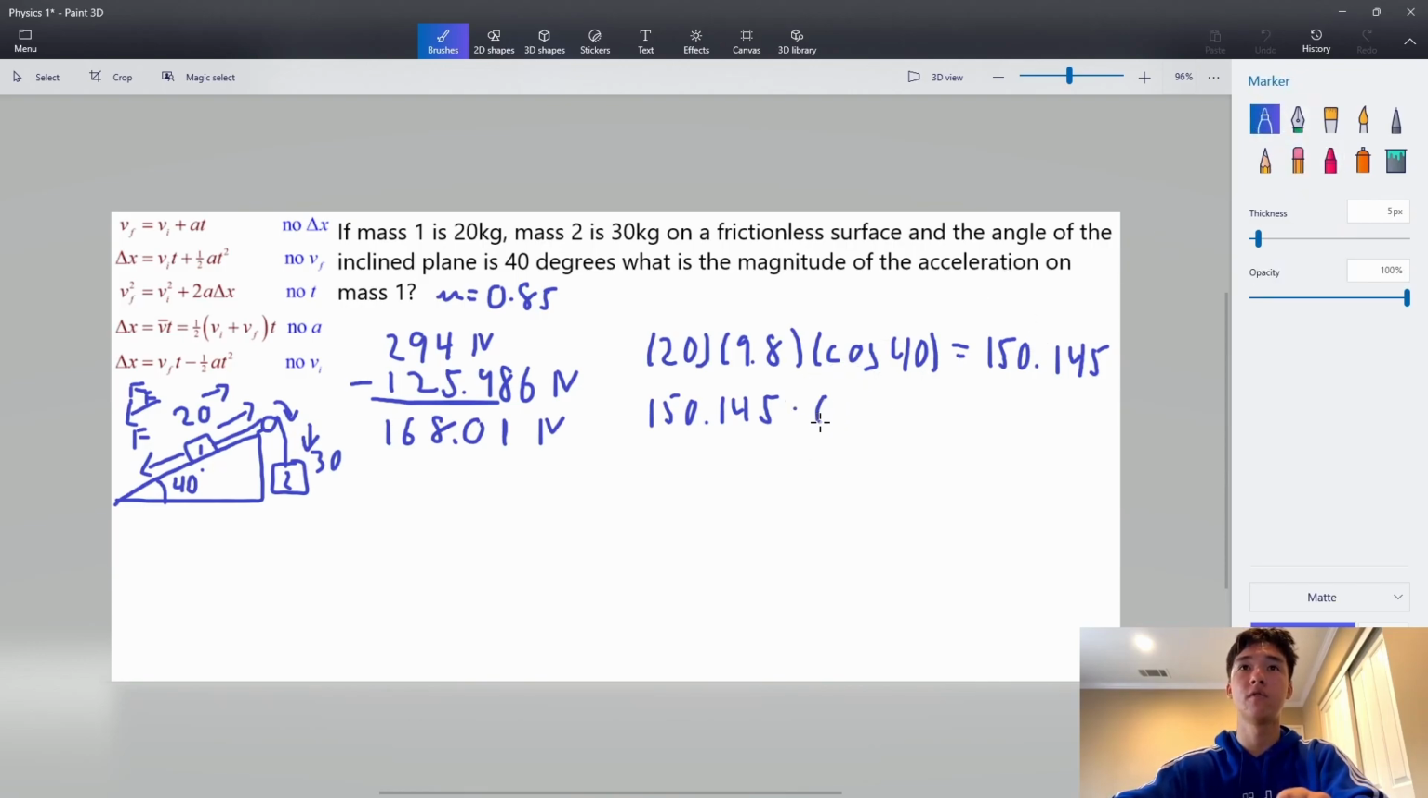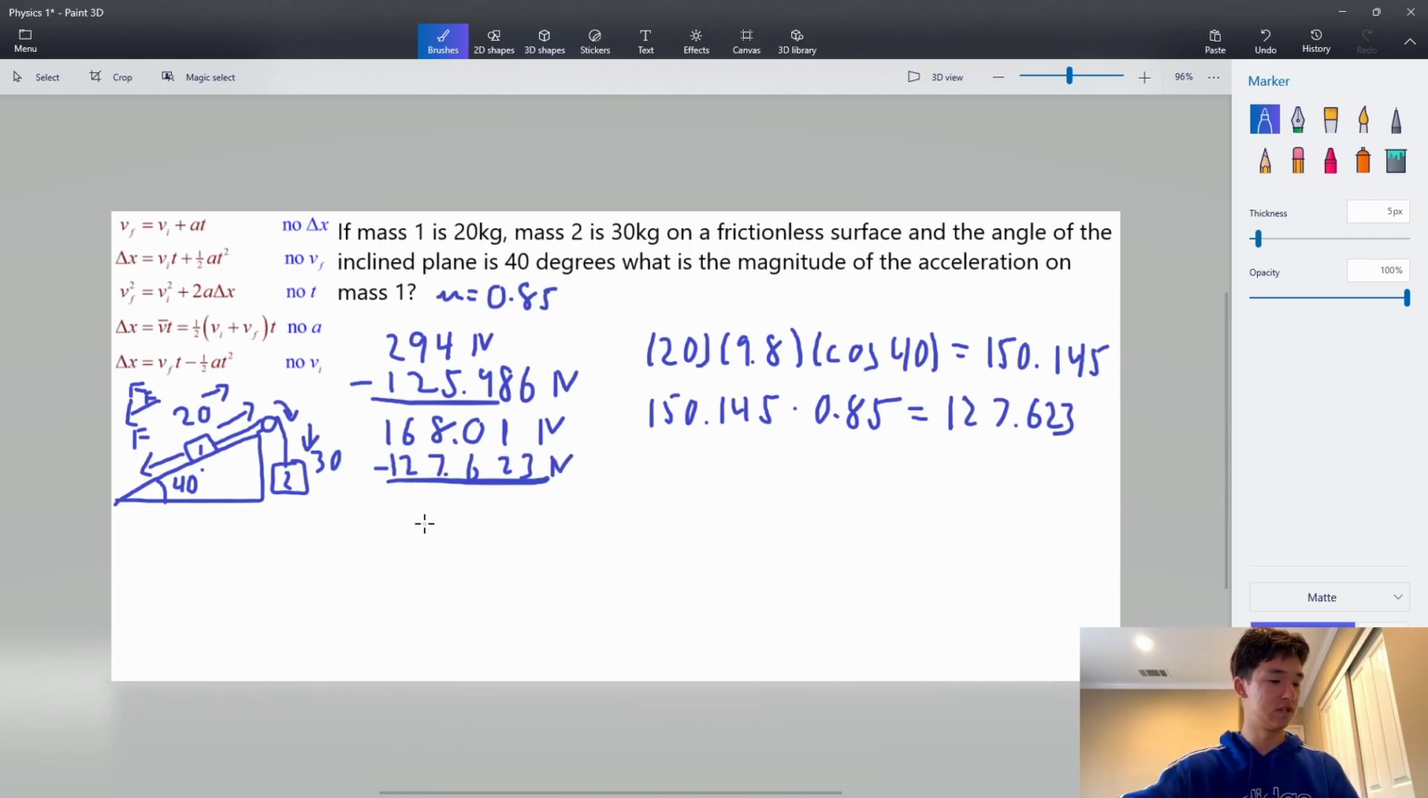Multiplied by our mu to find our frictional force, which is equal to 127.623. So what we're going to have to do is subtract this by that 127.623, which is equal to 40.387 newtons approximately, right? So this is our net force now that we have friction going on.